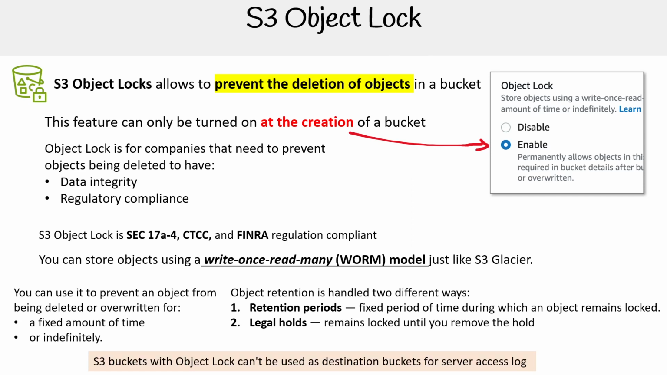And one caveat that you have to remember about S3 Object Lock is that it can't be used as a destination bucket for server access logs. So hopefully that is very clear.